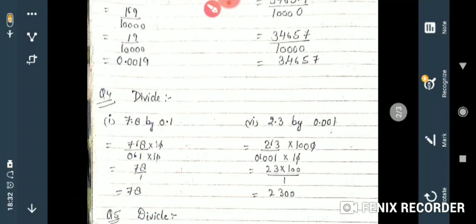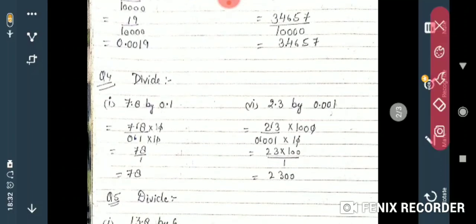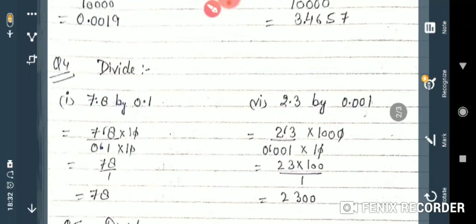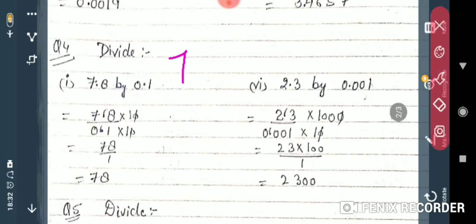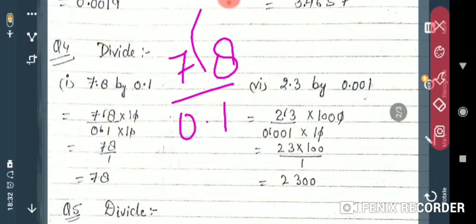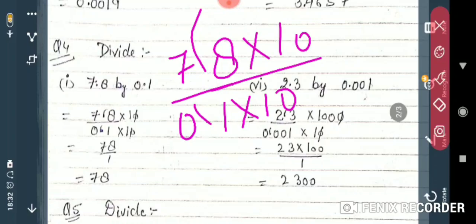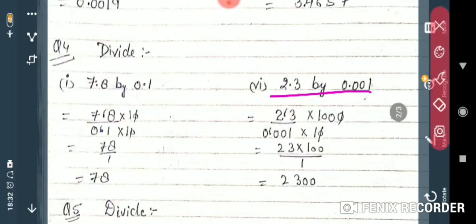3.4657. Okay. Now when both the numbers have decimal points, how can you divide? So the question is 7.8 divided by 0.1. As you know, if I remove this point, then 10 will come downside, and if I remove the point of the denominator, then 10 will be increased in the numerator. Now just see, 0 and 0 will get cancelled. So what will be left? 78 upon 1. And what will come? 78. Understood? We'll explain with another example.